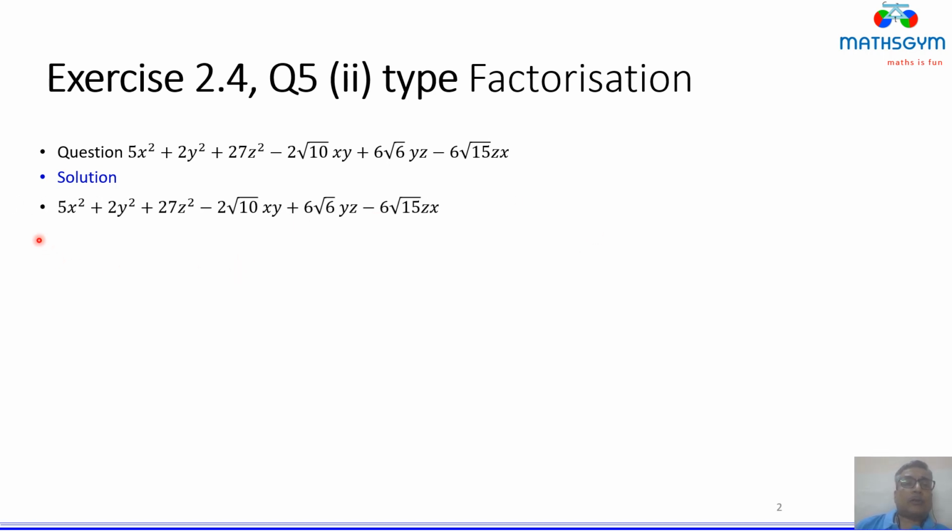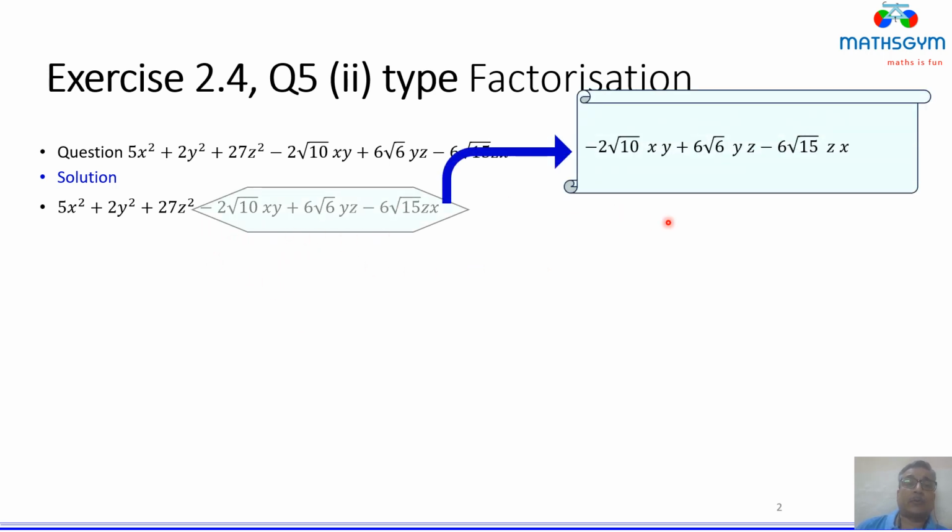So the question is reproduced here: 5x square plus 2y square plus 27z square minus 2 root 10 xy plus 6 root 6 yz minus 6 root 15 zx. Pay attention to the terms 2 root 10 xy, 6 root 6 yz and 6 root 15 zx, because this gives you a clue as to which term you should pick up as negative, and that is an extremely important clue.